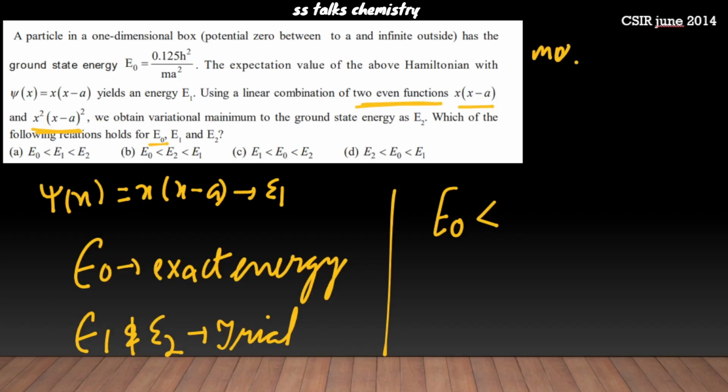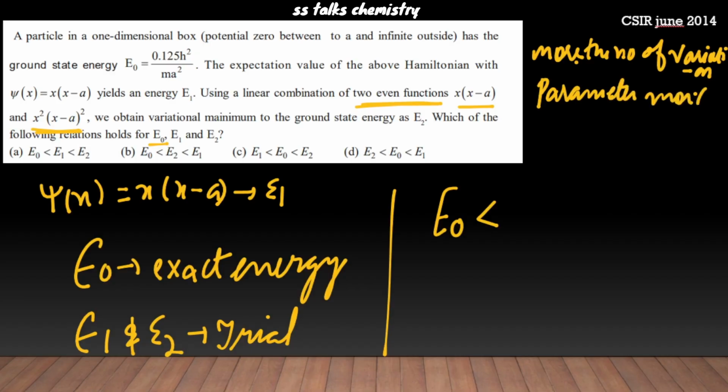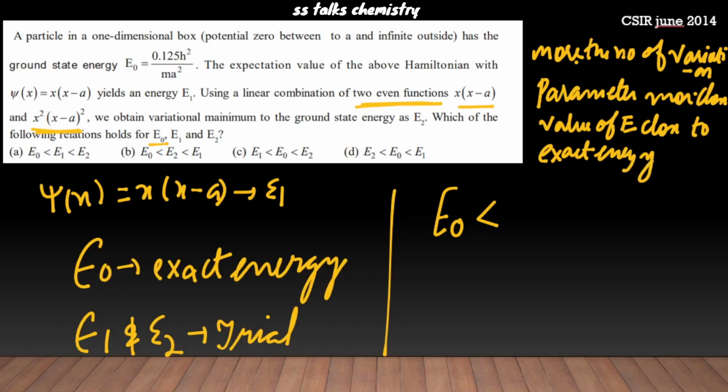So we say the more the number of variational parameters, the closer the value of the energy is to the exact energy. Now at the E2 level, there are more variational parameters, so its energy is going to be more than that of E0, but it's going to be close to it.